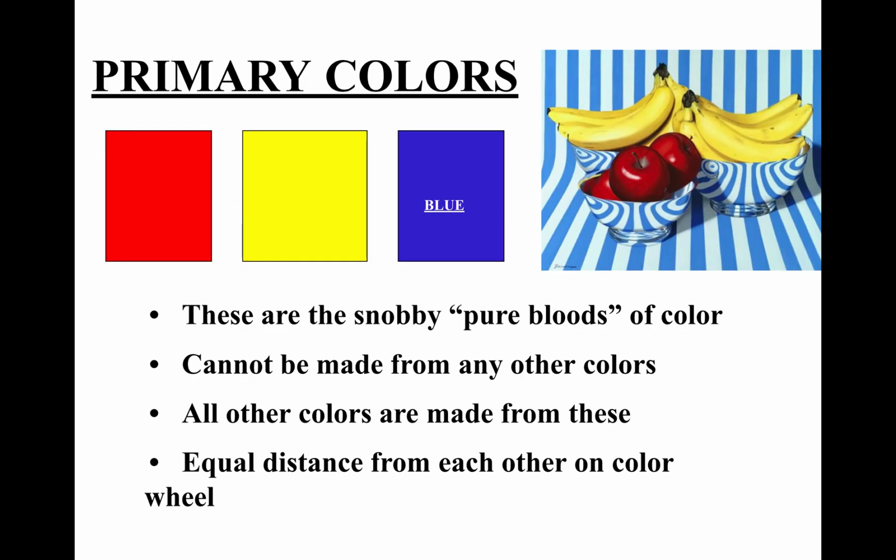The primary colors are 1, 2, 3, red, yellow, and blue, right? These colors cannot be created by mixing other colors. You have to start with a red pigment, a yellow pigment, or a blue pigment. There's not a way to combine other colors to get them. All of the other colors on the color wheel are made by making a combination of these. They are equally spaced out on the color wheel.